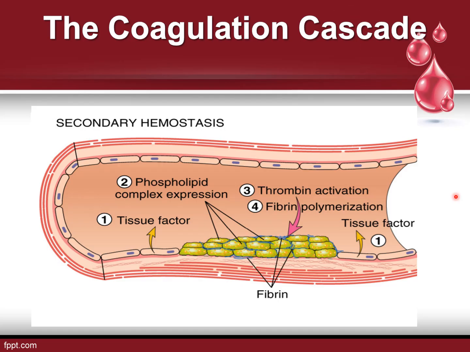In other words, we can say that blood clotting is the transformation of blood from a liquid with soluble fibrinogen into a solid gel form with insoluble fibrin strands. This fibrin will strengthen the previous platelet plug.